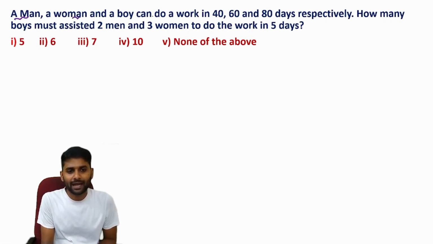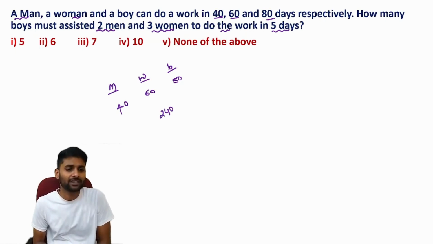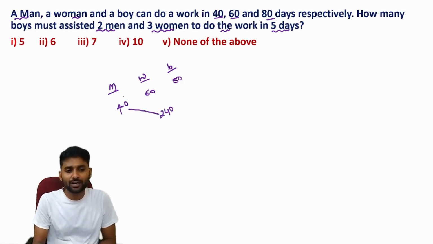A man, a woman, and a boy can complete the work in 40, 60, 80 days. How many boys must assist 2 men and 3 women to do the work in 5 days? Now see, first identify the efficiency of man, woman and boy. Men take 40 days, women take 60 days, boys take 80 days. Let us take the total work exactly equal to 240. So 240 is the common multiple of 40, 60 and 80. 240 units of work is completed by men in 40 days. Here the efficiency is 6 units. Women's efficiency is 4 units, boys' efficiency is 3 units.